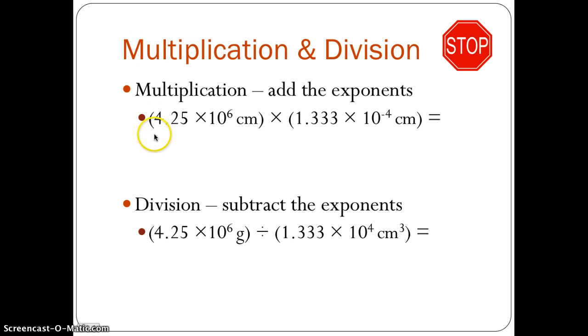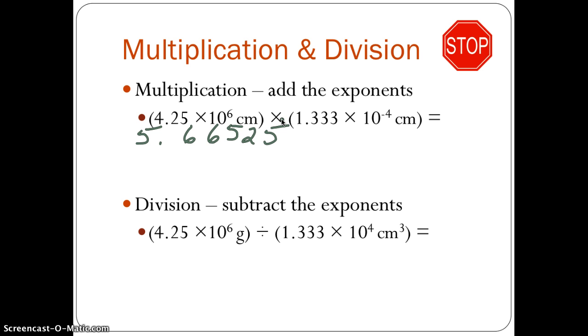On the multiplication problem, what we have here is a 4.25 times 1.333. So we're going to start with that, and if you punch that into your calculator, what you're going to get is 5.66525. And I'm not worried about sig figs quite yet. Now the great thing about this product is you can tell that this product is between 1 and 9.9 repeating, so we don't have to adjust the decimal point.